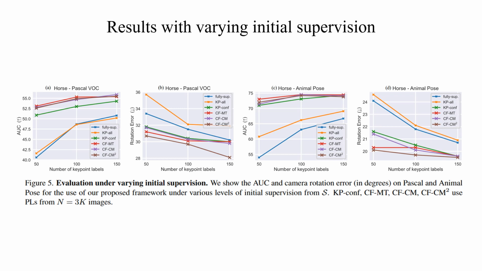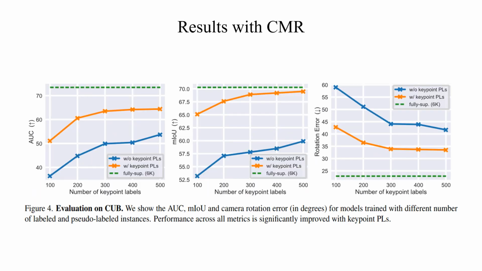Here, we saw some results for starting the whole process with different numbers of images labeled with 2D key points. We notice that our approach is effective even when only 50 labeled images are used. More importantly, we see that models trained with just 50 labeled images and key point pseudo-labels outperform the fully supervised models trained with more annotation. Next, we show some results with a different 3D reconstruction method, CMR. The results are on CUB.